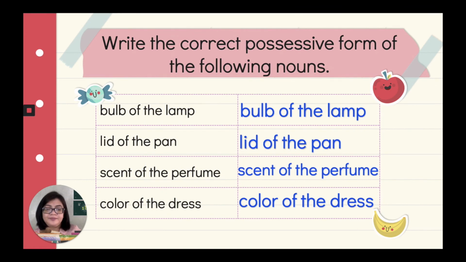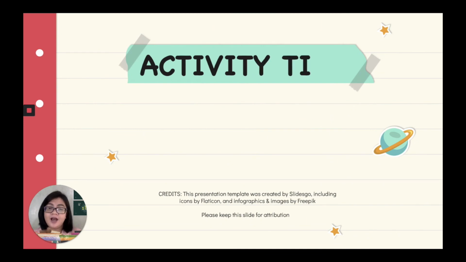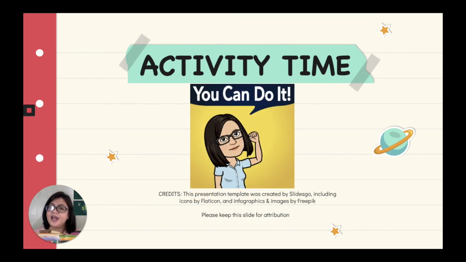Understood? Now, I want you to go to your Google Classroom because there I uploaded some activities that you have to answer regarding these noun phrases changing to possessive forms. Okay? So I want you to answer them, and I know you can do this. I believe in you. You can do it.